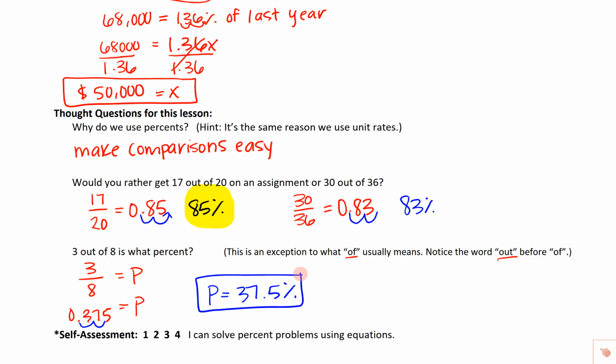So you have to be careful and know what "out of" means. That's why we said "of" usually means multiplication, but you need to be careful and really understand what the question is asking and telling you.